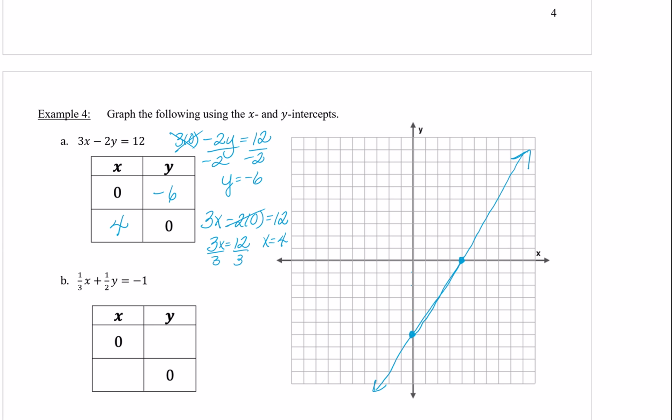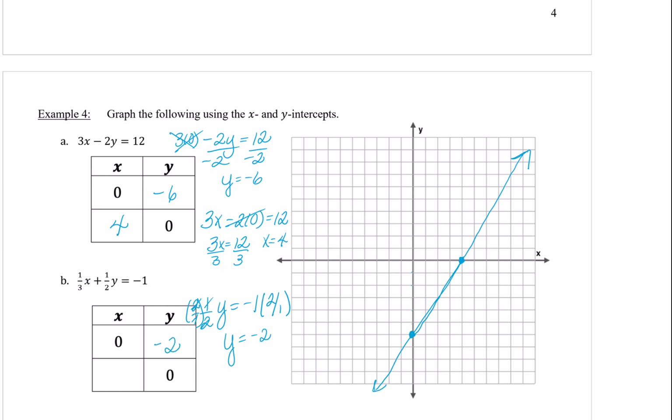All right, so we got some fractions here. If our intercepts are fractions, it's a little bit hard to graph. It's not totally impossible, but this shouldn't give us fractions. So remember, x-intercept is when y is 0, or y-intercept is when x is 0. So I would put 0 in for x. So I would just have my y term. So 1/2 y equals negative 1. And then I'm going to multiply by 2 over 1 on both sides to get rid of that fraction. So I have y equals negative 2.